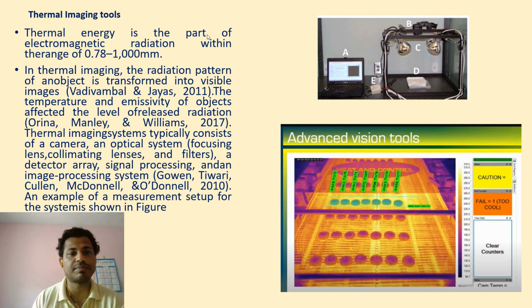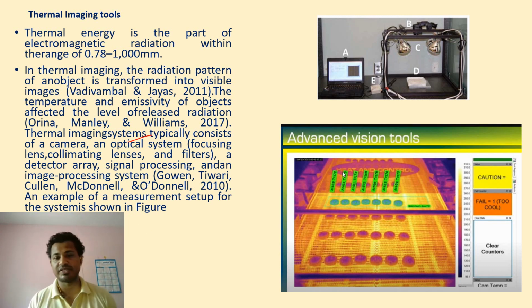Thermal imaging uses the part of the electromagnetic radiation within the range of 0.78 to 1000 millimeter. In a thermal imaging system, the radiation pattern of an object is transformed into visible images. The temperature and emissivity of objects affect the level of released radiation. So these imaging systems consist of a camera, optical system, lenses and filters, array signals, image processing systems, etc. An example of a measurement setup is shown in the figure.